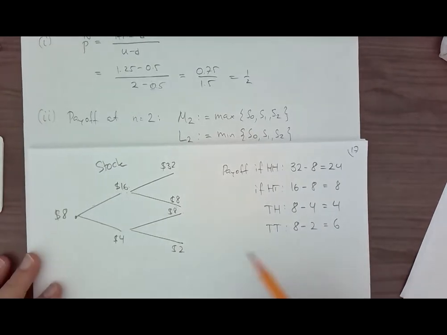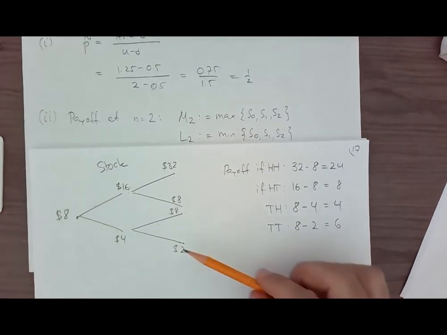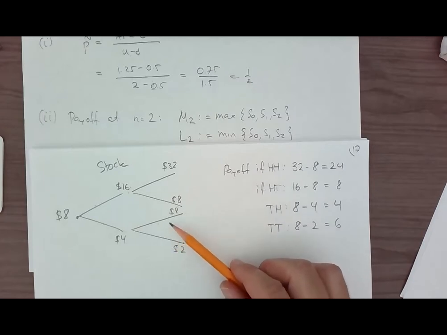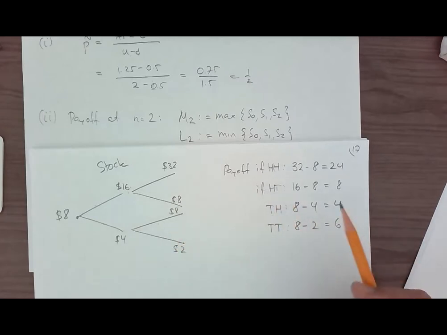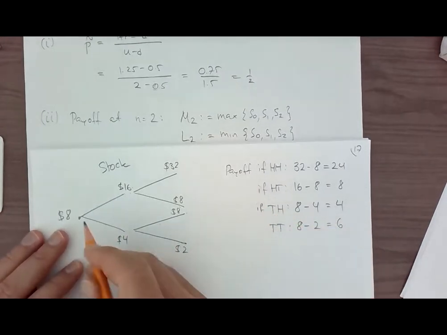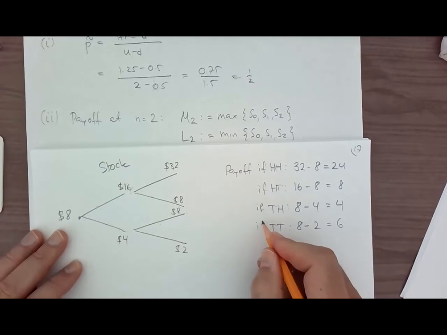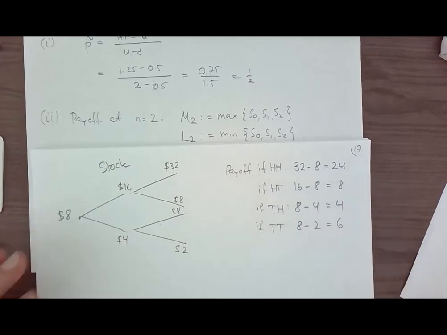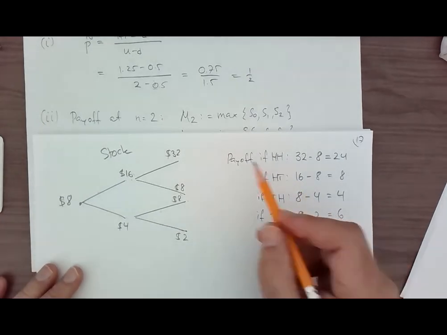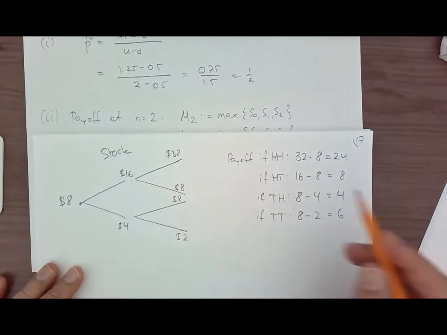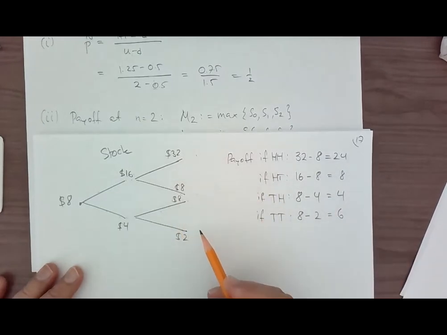Right, so here it's a good idea to draw all the possibilities. Don't make them recombining, because you can see the payoff of the derivative in the HT is different than the TH combination, right? 8 and 4 are not the same. Okay, so that's the payoff we get out here at the end. So we're going to get 24, 8, 4, and 6.